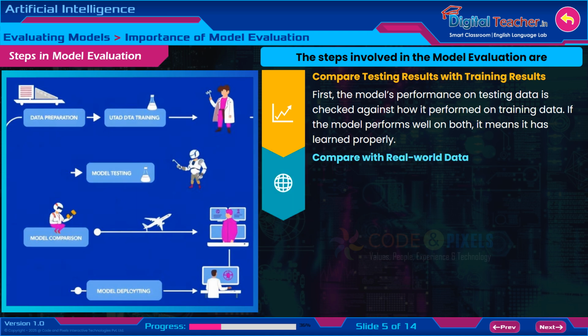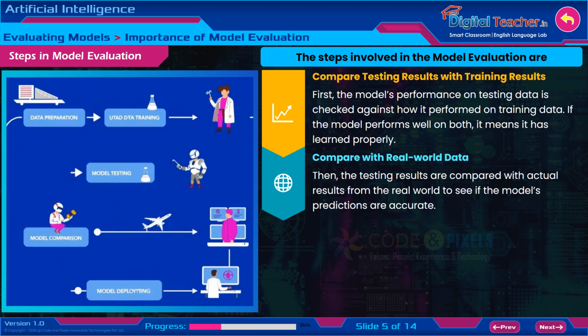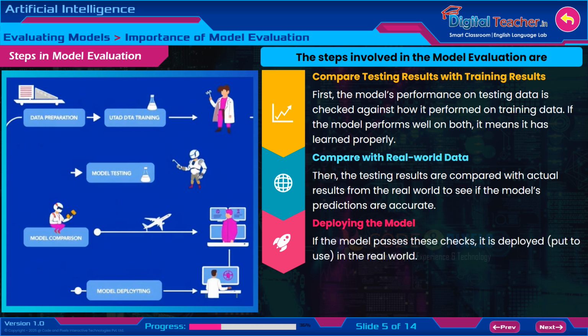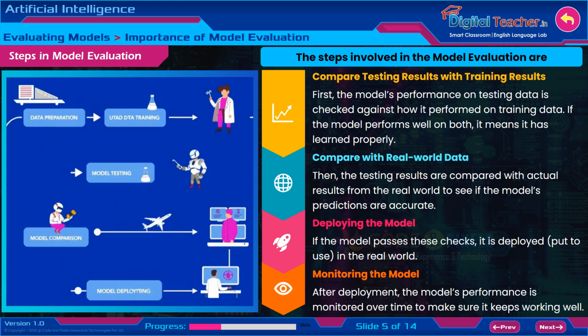Compare with real-world data. Then, the testing results are compared with actual results from the real world to see if the model's predictions are accurate. Deploying the model. If the model passes these checks, it is deployed in the real world. Monitoring the model. After deployment, the model's performance is monitored over time to make sure it keeps working well.